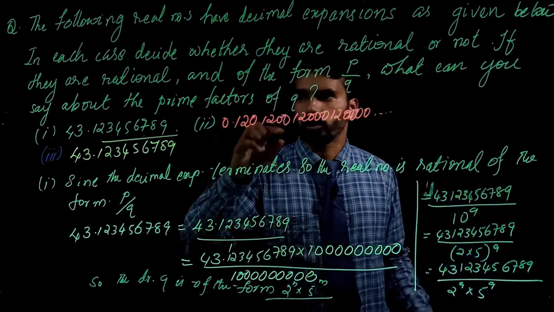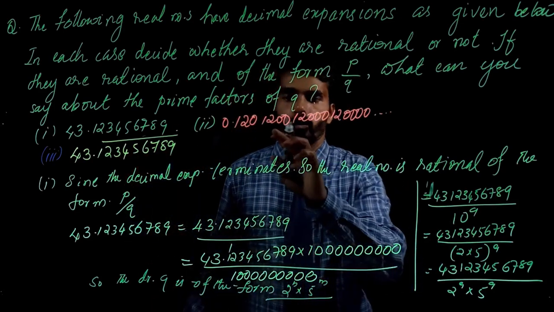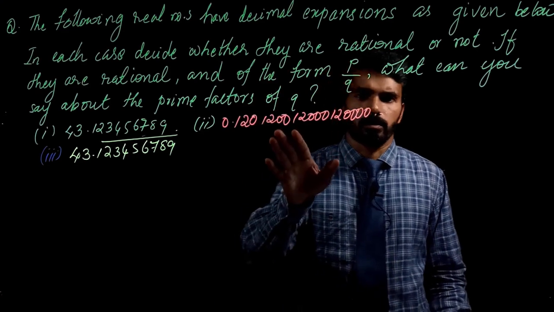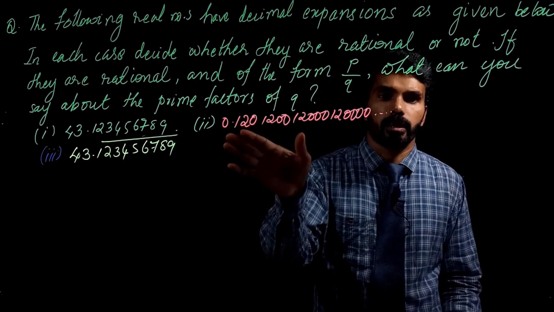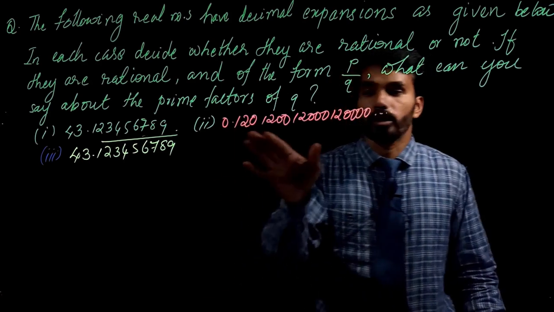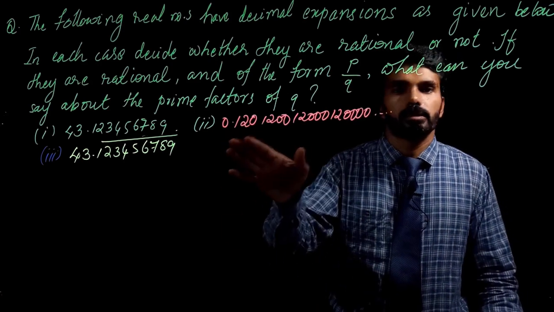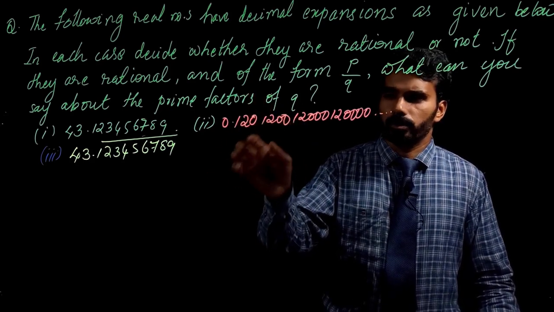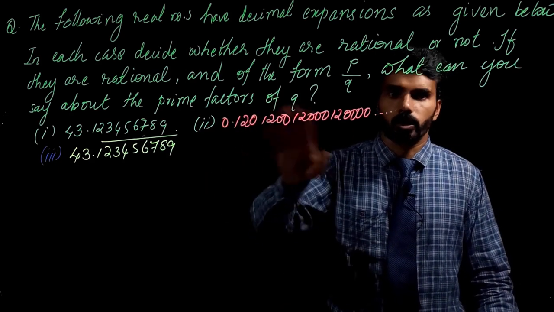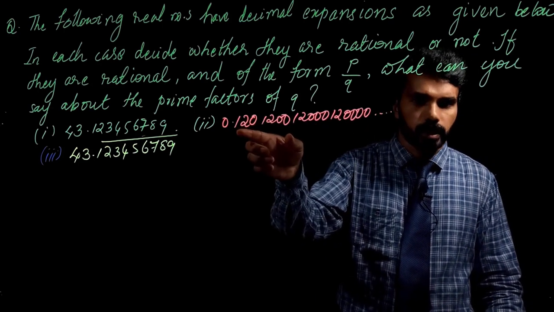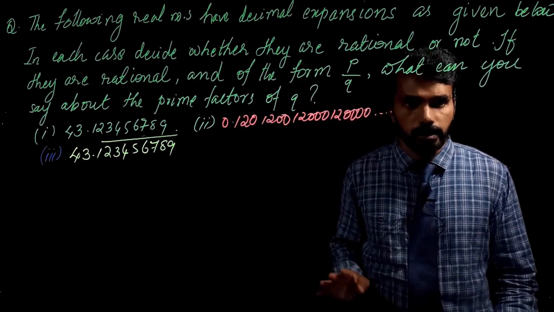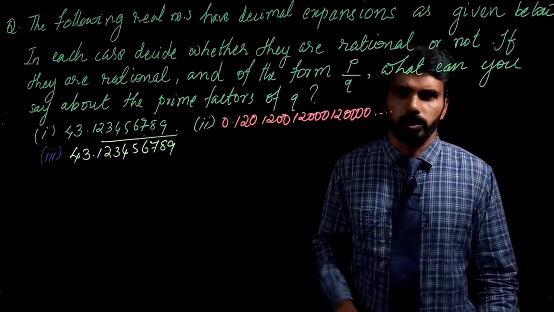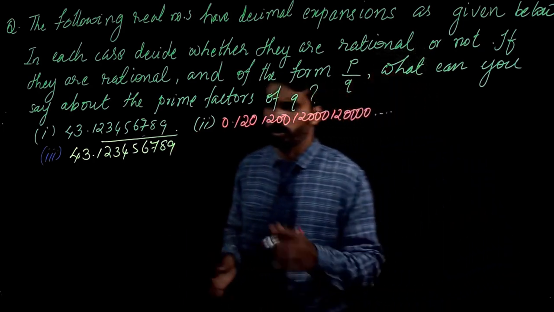Now let us check the second question, that is 0.120120012000120000 and so on. Okay, so here it is very clear that the given real number is not terminating and not repeating. That is, it is neither terminating nor non-terminating repeating. It does not come under either case. So this real number is not a rational number. It's very clear.